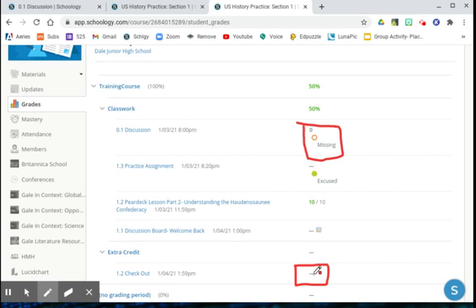If you see like this, where it's just this little line and there's nothing by it, that means you have not turned anything in at all. Okay. So sometimes it'll have missing, but more often than not, I'm going to just have this slash here. Okay. But there might be both. So that's two ways to look at your missing assignments.